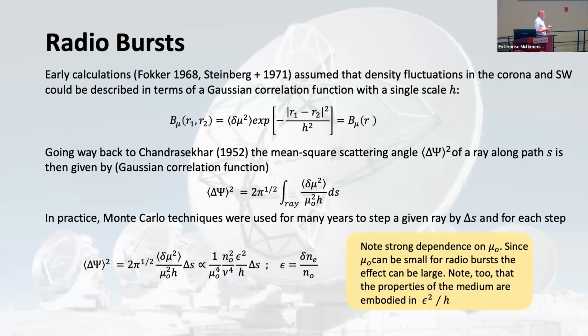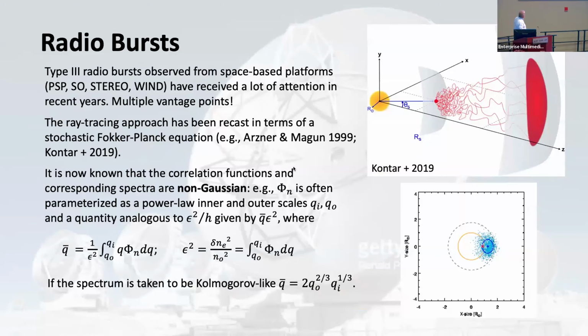If we're talking about plasma radiation, we're close to the plasma frequency, and so mu is going to be very small, of order 1/10 or something. So this is going to be a very large magnifying effect in terms of how the radio waves propagate away from the source. And also you see that there's this epsilon over h. Epsilon is delta n over n. It captures the nature of inhomogeneities and their scale in the medium. So that was the early days. We know a lot more now, and the ray tracing has been recast in terms of stochastic Fokker-Planck equations.